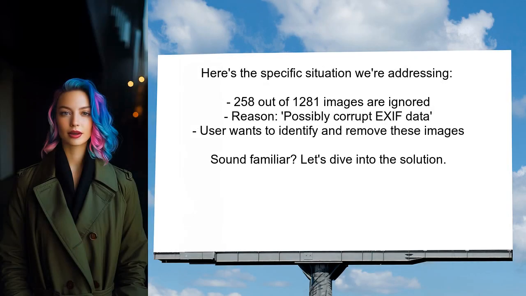Here's the specific situation we're addressing. One user has downloaded training images for a Kaggle competition, but 258 out of 1,281 images are being ignored due to possibly corrupt EXIF data. They want to know how to identify these images so they can remove them from their dataset. Sound familiar? Let's dive into the solution.